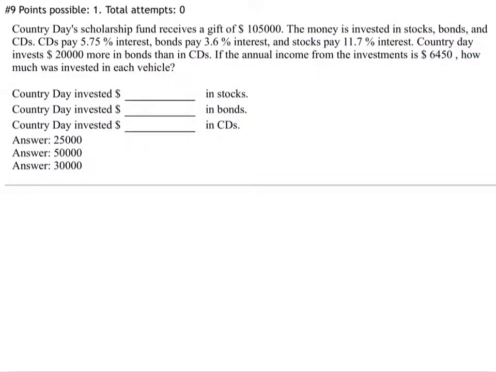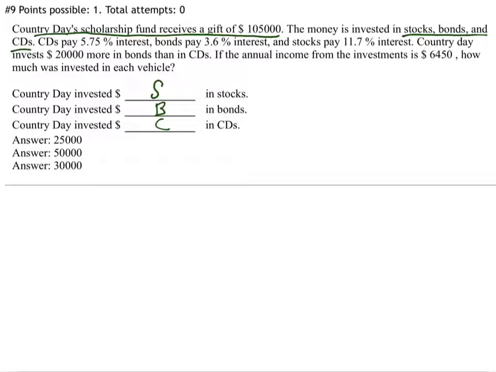Let's try number 9. So same kind of thing. Notice we have, I'll call it stocks, bonds, and CDs. We're trying to figure out how much should be invested in stocks, bonds, and CDs. Now we know if there's 3 letters, there's got to be 3 equations. So let's write our 3 equations. Here we go. The Country Days Scholarship Fund receives a gift of $105,000. So they're going to invest that in stocks, bonds, and CDs.